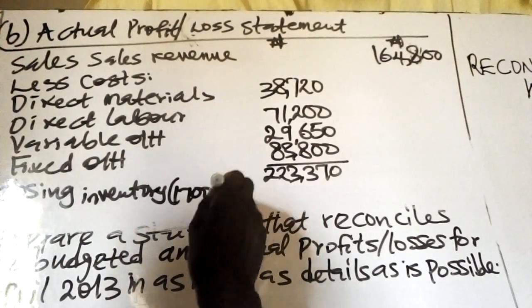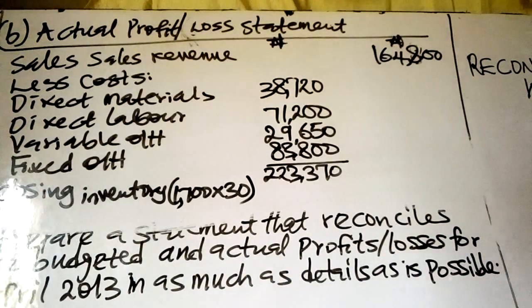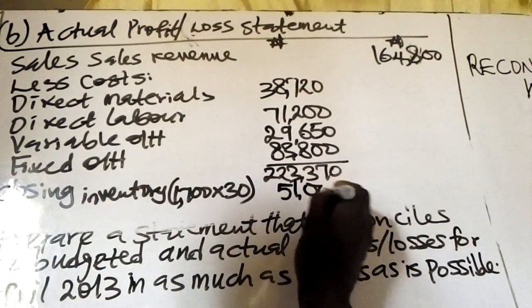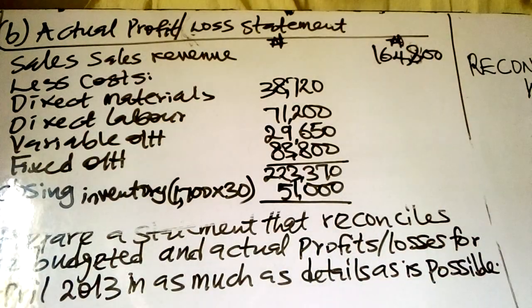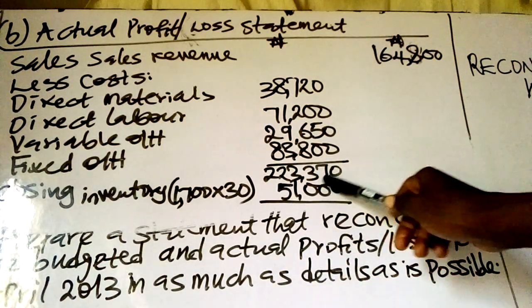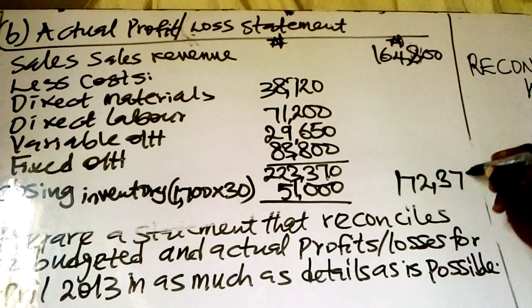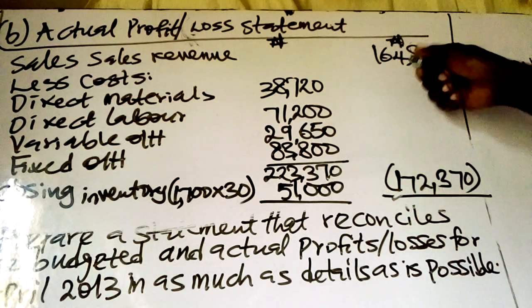1,700 multiplied by 30. Remember the 1,700 is the difference between the production of 6,000 units and sales of 4,300 units. Then the 30 naira is the standard cost per unit. So 1,700 times 30 will give us 51,000. Therefore, our closing inventory is 51,000 naira. So if you subtract 51,000 naira from 223,370, then you have 172,370. So you now less this from our sales.